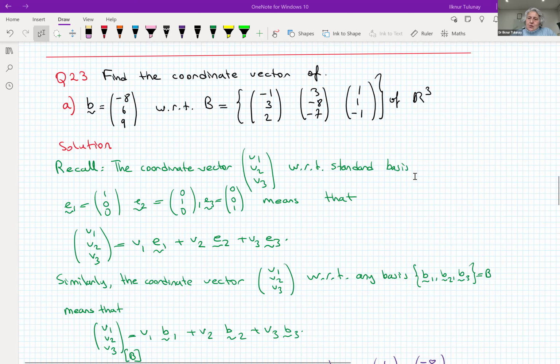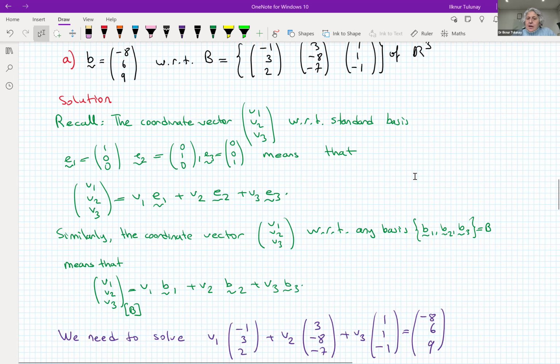Before I start going through the solution, I would like to remind you what the coordinate vector conceptually means. So the coordinate vector, this is any vector, v1, v2, v3. These are basically the coordinates with respect to a standard basis. The standard basis in R3, as we know, is e1, e2, e3, say (1, 0, 0), (0, 1, 0), (0, 0, 1). That's well known.